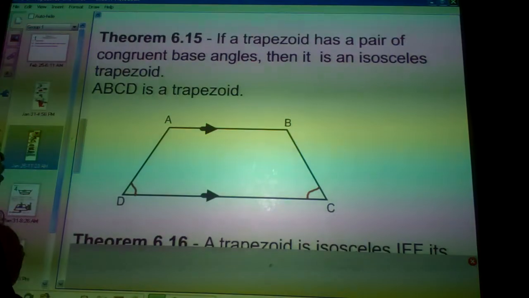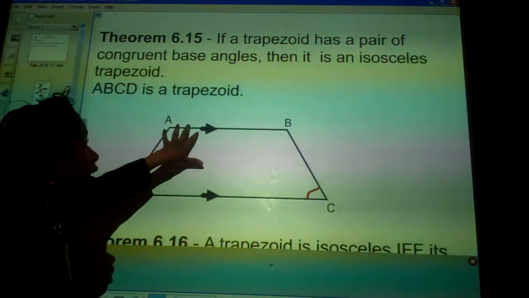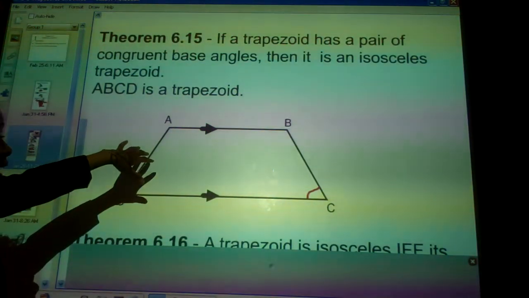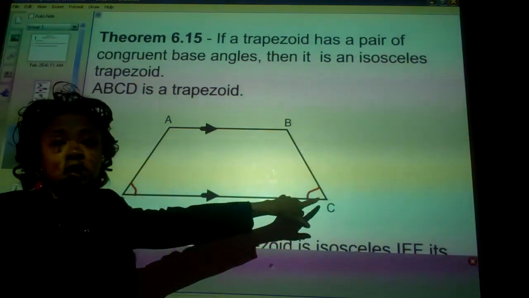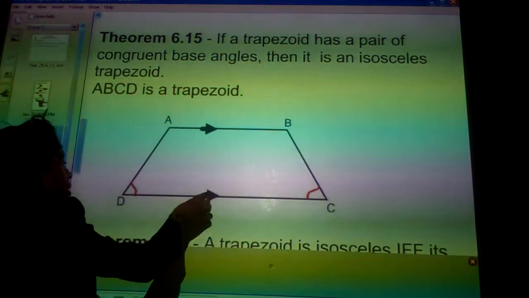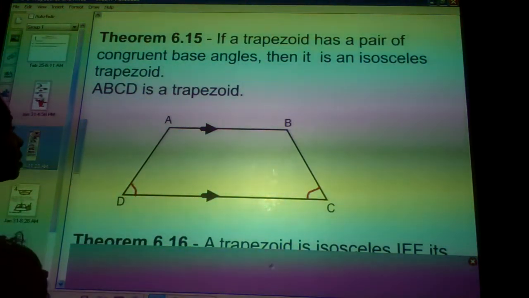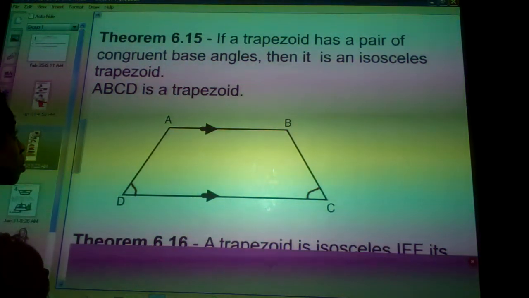All right. So here they give two pieces of information. They tell us that we have a pair of base angles, angle D and angle C. Okay. And they also inform us that AB is parallel to DC, so that lets us know that this is going to be an isosceles trapezoid.